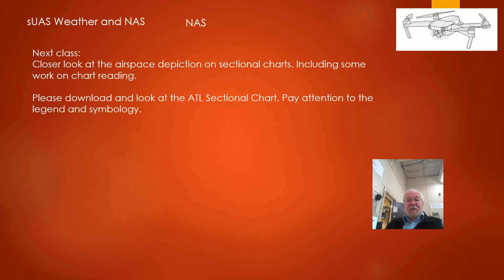Meanwhile, download the Atlanta sectional chart. Go to the FAA site and do a little bit of digging around there, and there'll be a way to download, I think it's a TIFF file, but it's a pretty big file. But anyway, you want to read through the legend and symbology. If you don't have good enough internet access, perhaps just use the testing supplement to look at the legend, and make sure you understand what the figures mean. So next time we'll take another look at sectional charts, including some work on chart reading. Thanks.